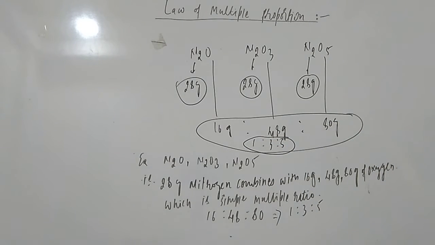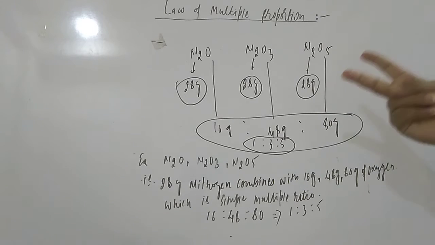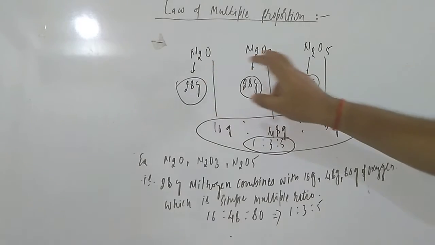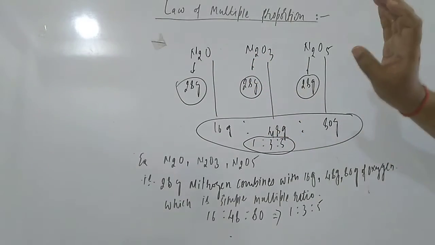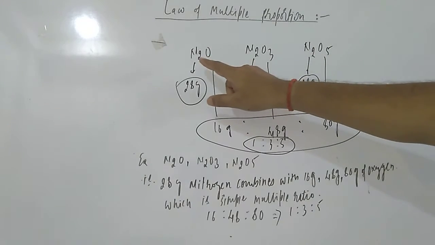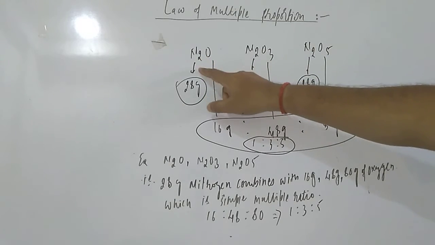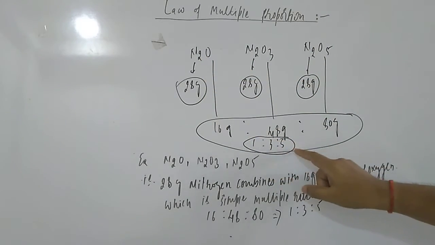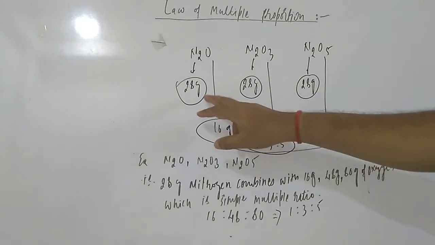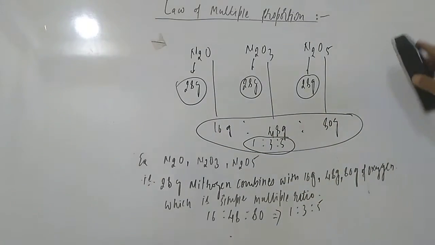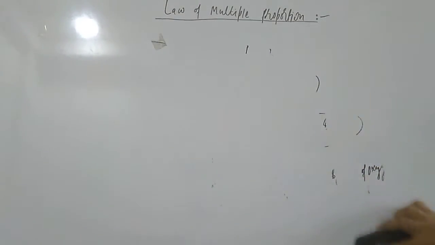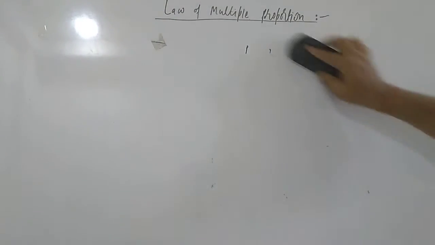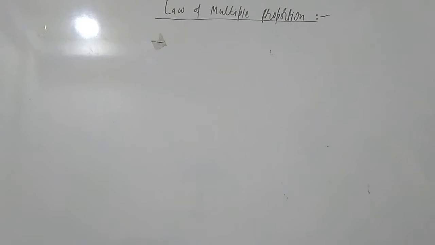So in the law of multiple proportion, when two elements combine to give two or more than two compounds, then the ratio of mass of the element in the products will be a simple whole number ratio with fixed mass of one element. Now let us understand with another example, so that this concept can be clear.